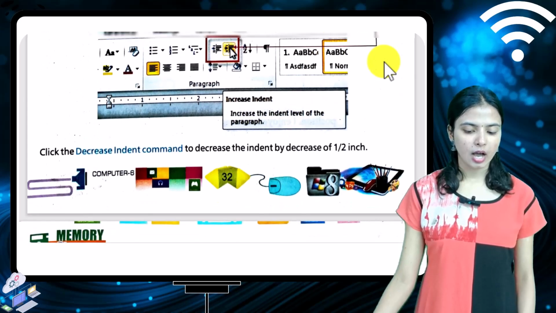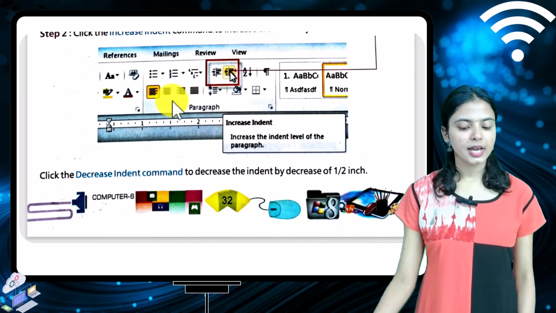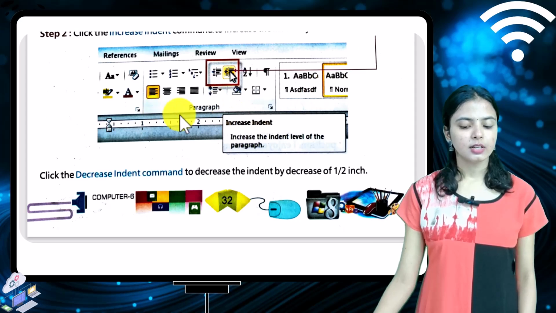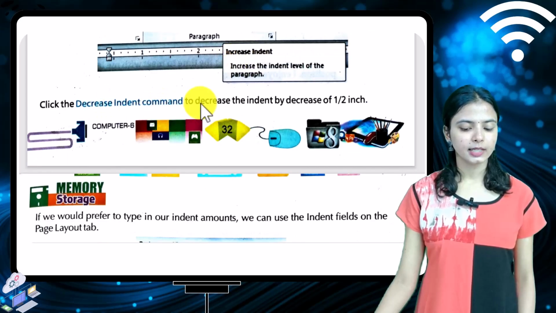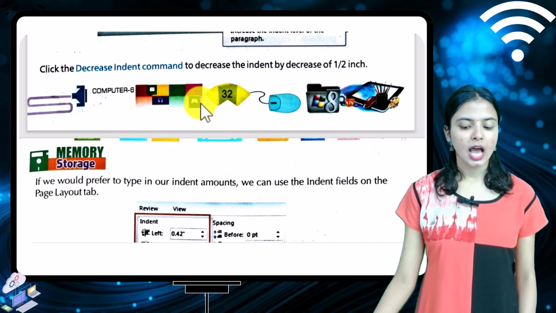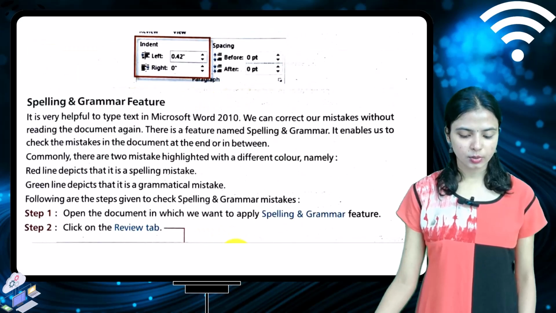Okay, now in the home tab where we are given the paragraph commands. So in the paragraph commands we have the increase indent option. Okay, click on the decrease indent command to decrease the indent by ½ inch. Okay, so let me show you here.